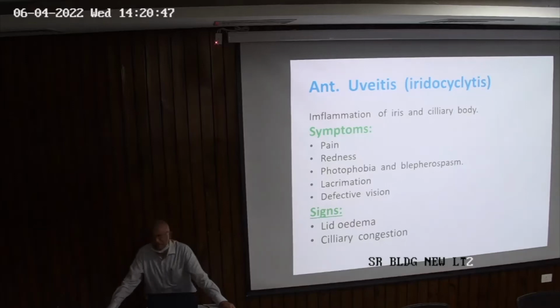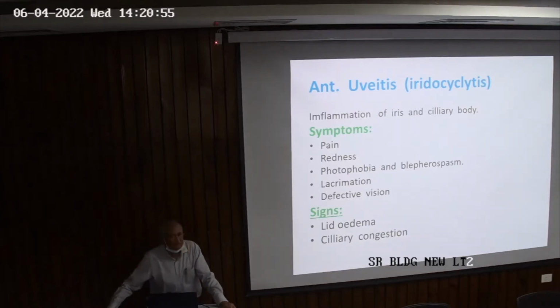Signs and symptoms of acute iridocyclitis. How will you diagnose a case of acute iridocyclitis? Signs means whatever we examine under the slit lamp. Symptoms are the redness, pain, irritation, and photophobia that the patient can complain of. But the important thing is the signs which we see after examination. That is the important part, and you have to write that.